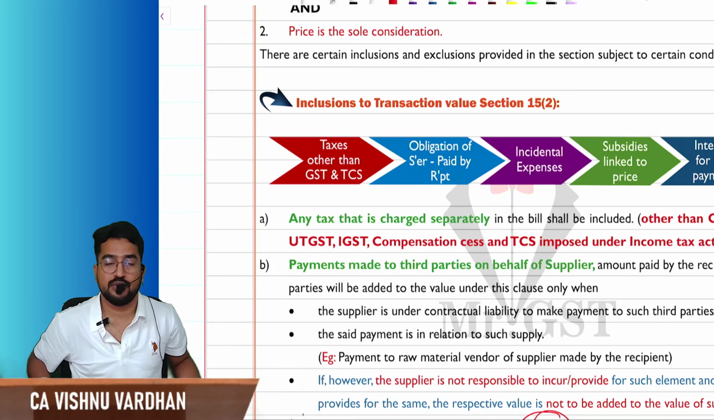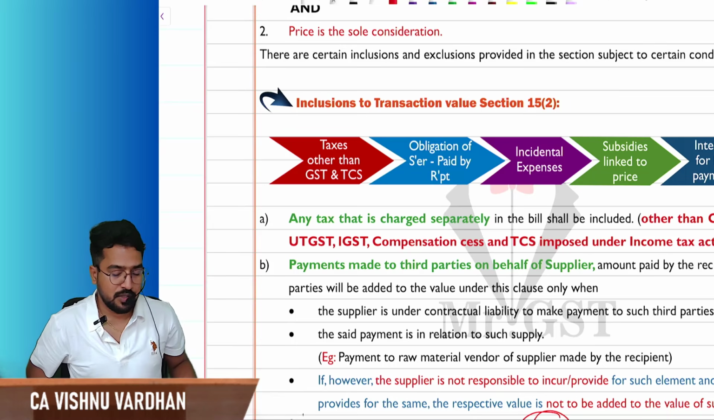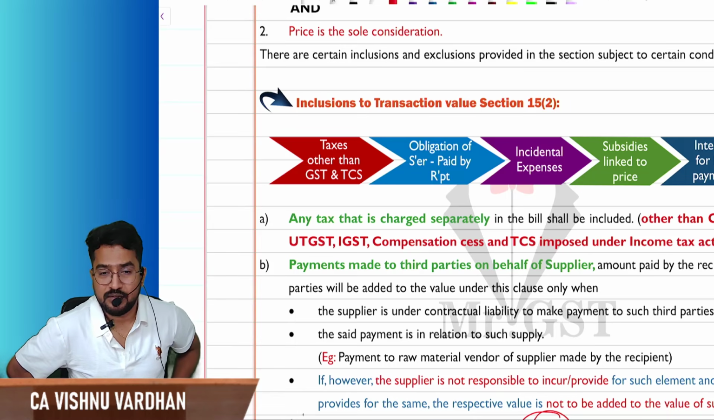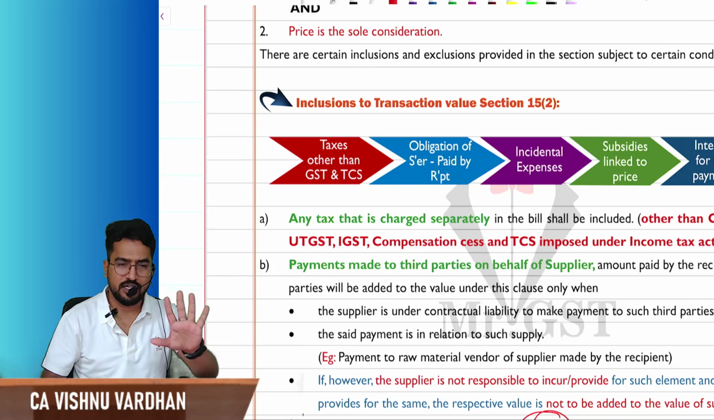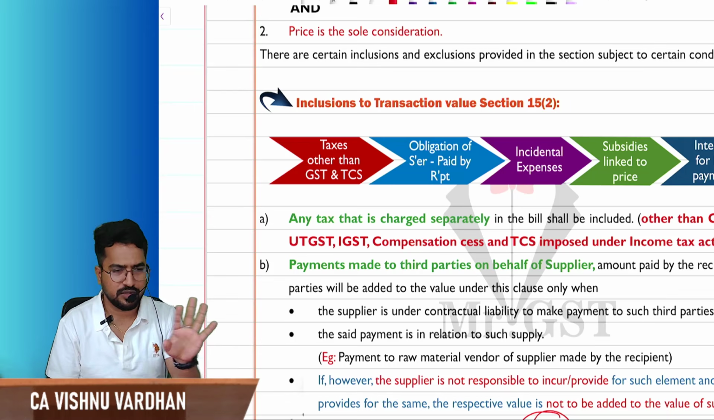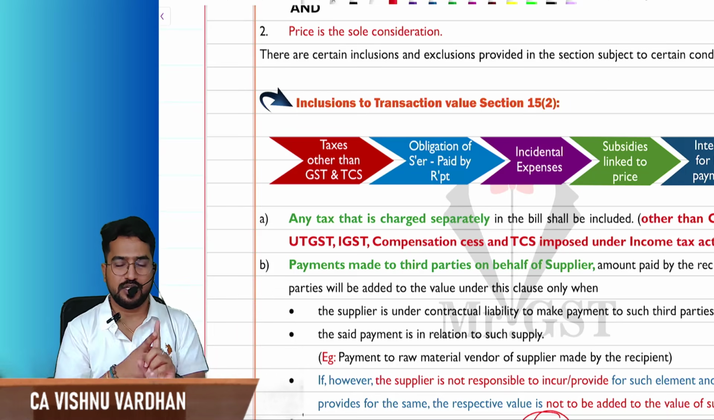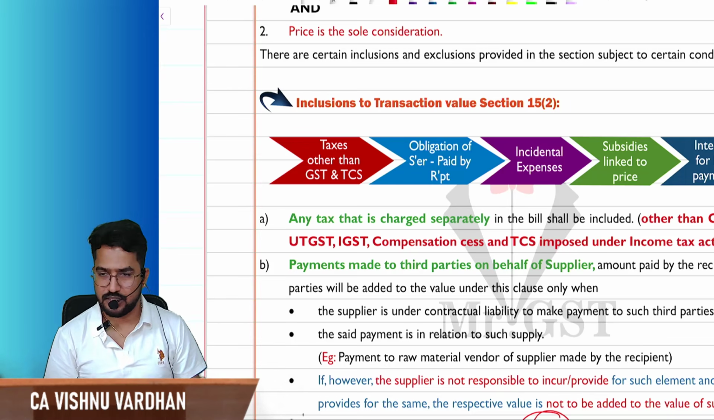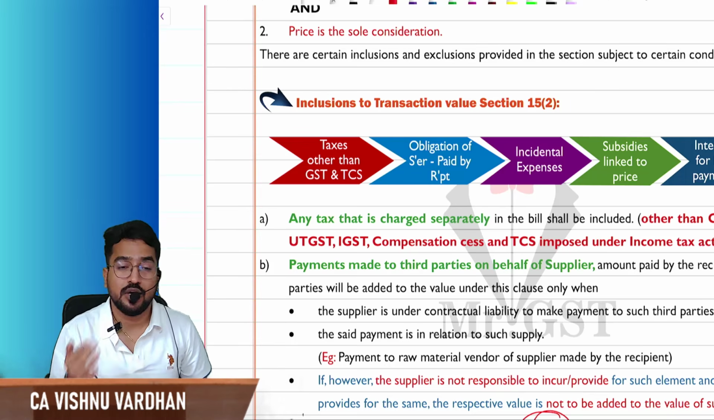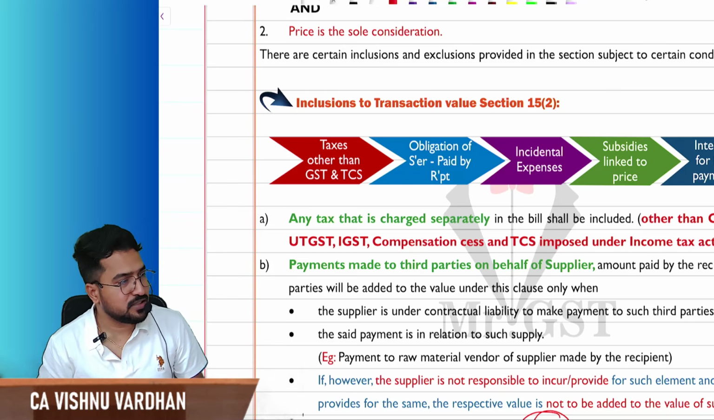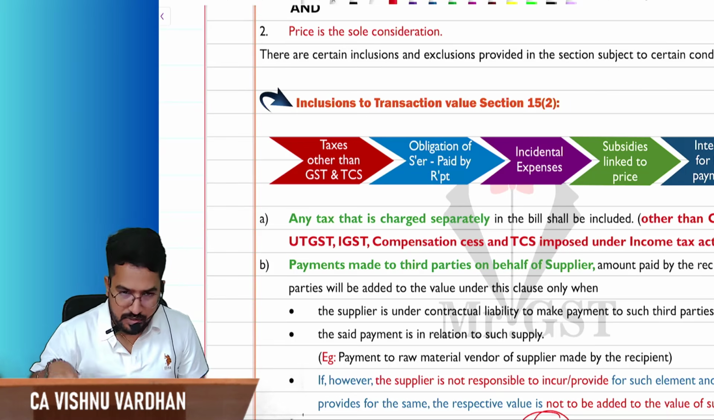Now the next one. What is the next one? Obligation of the supplier discharged by the recipient. There are five inclusions. What are the five inclusions? One is all taxes other than GST and TCS. Second inclusion, obligation of the supplier but discharged by the recipient, which is related to the supplier.